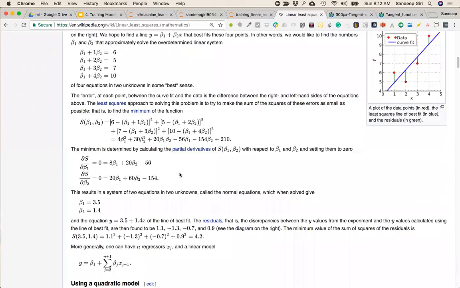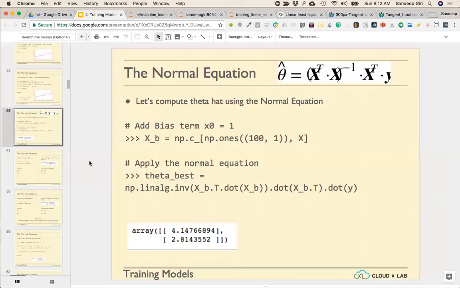Also, the normal equation is great only if the data that you're trying to fit has a linear relationship. Had it been some other curve, we won't be able to solve these equations so easily, right? Because they won't be linear.